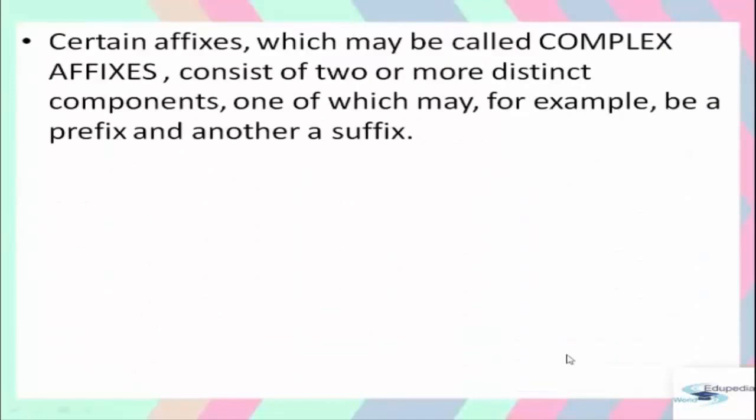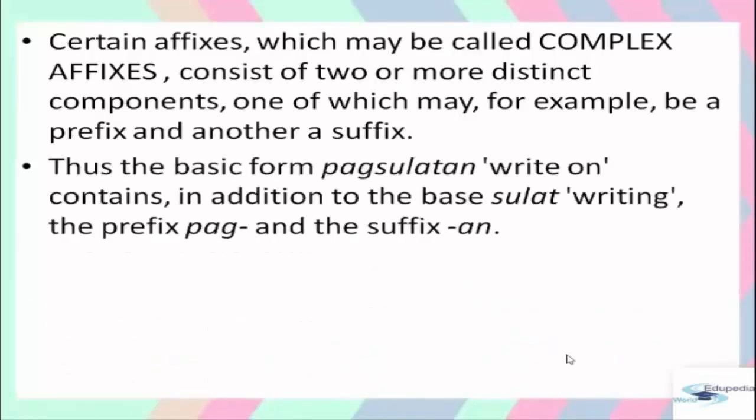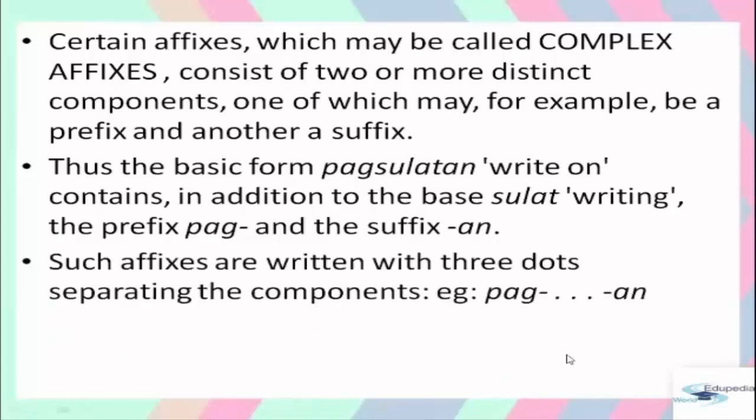Certain affixes, which may be called complex affixes, consist of two or more distinct components, one of which may, for example, be a prefix and another a suffix. Thus, the basic form pagsulatan, write on, contains, in addition to the base sulat, which is writing, the prefix P-A-G and the suffix an, A-N. Such affixes are written with three dots separating the components pag and an.